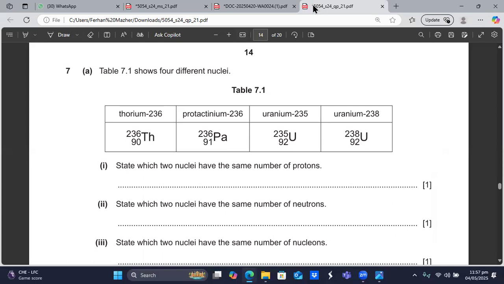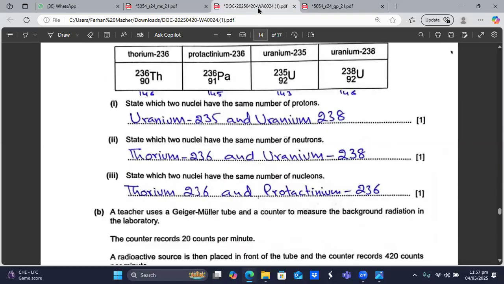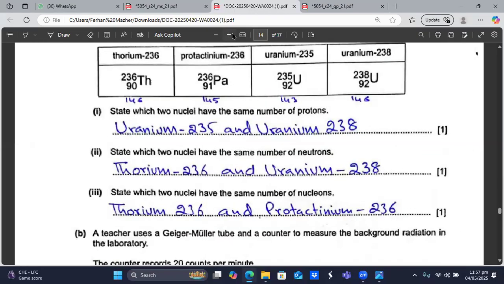Then it says state which two nuclei have the same number of neutrons. How do you find the number of neutrons? From the mass number, the number of nucleons, subtract the number of protons. So 236 minus 90, that's 146. 236 minus 91, that is 145. 235 minus 92, that is 143. And 238 minus 92, that is 146.